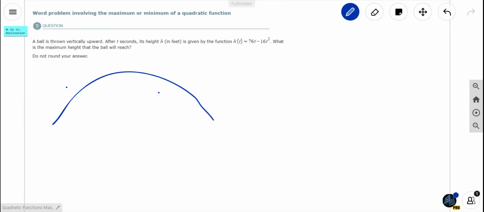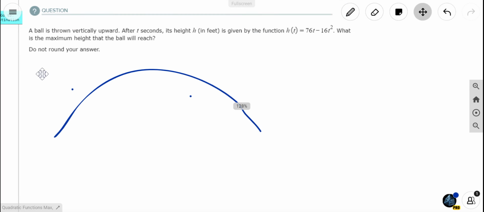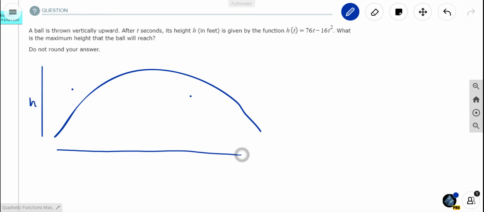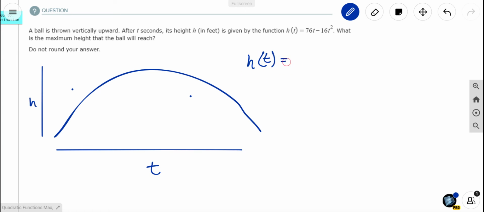Usually our y is going to be h, and our x is going to be t. That's typically the way it's graphed, okay? So you can see that they put the height is determined by the time, and that equation is 76t minus 16t squared, okay? It says, what is the maximum height that the ball will reach?